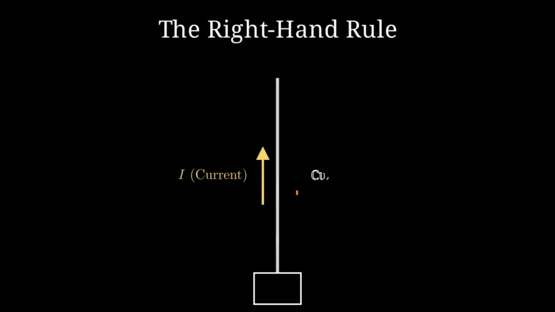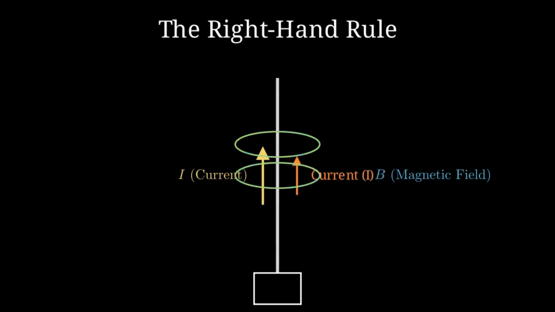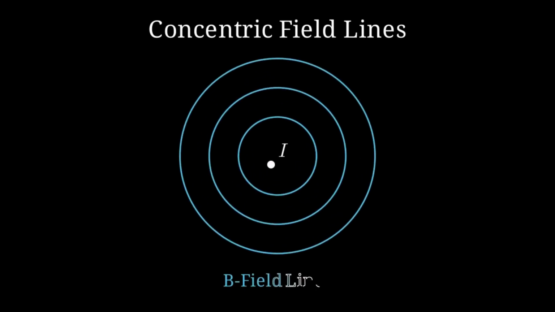To determine the direction of this field, we use the right-hand rule. Point your thumb in the direction of the current, and your fingers will curl in the direction of the magnetic field lines. If we look at the wire from above, the magnetic field forms perfect concentric circles. These lines never intersect and are strongest closest to the wire.